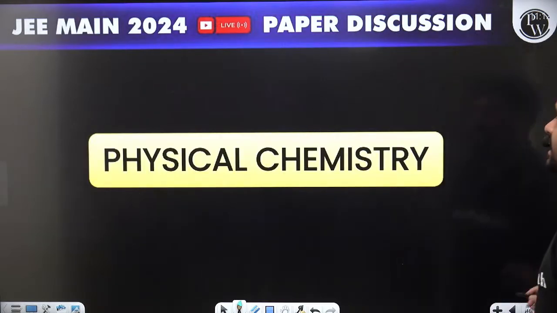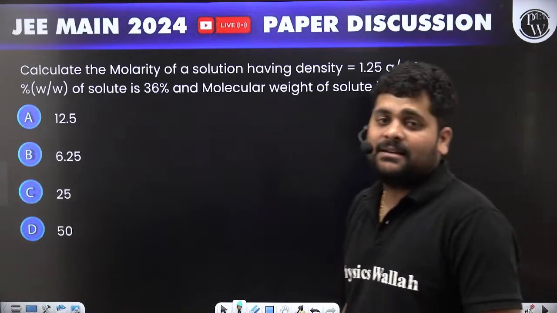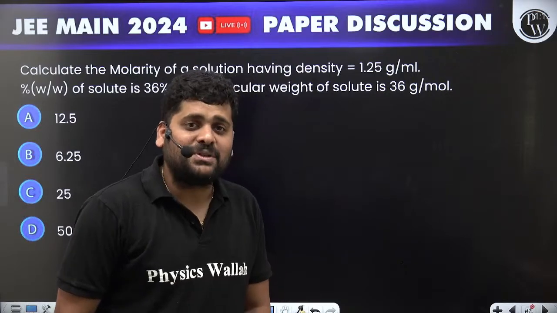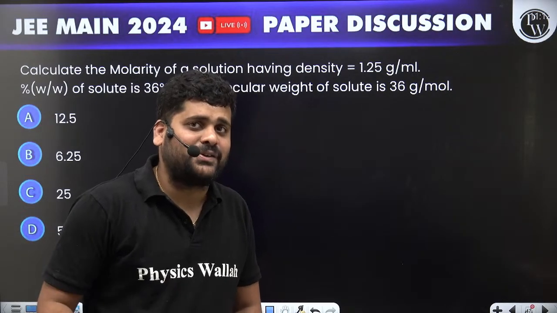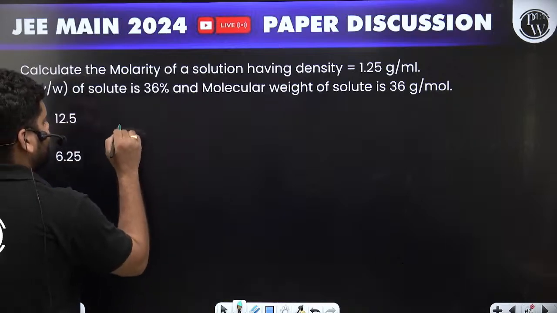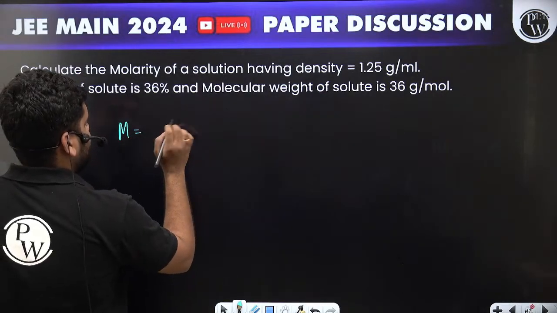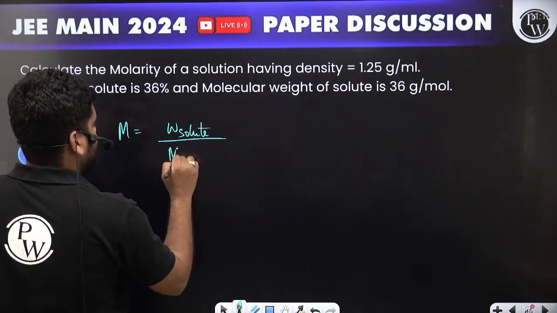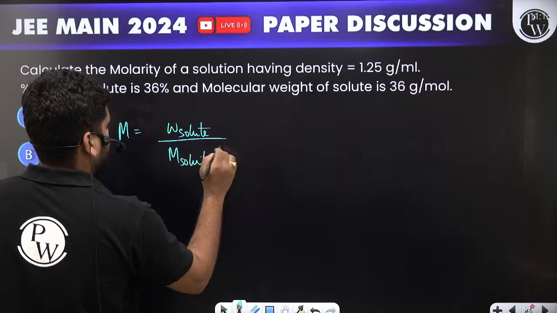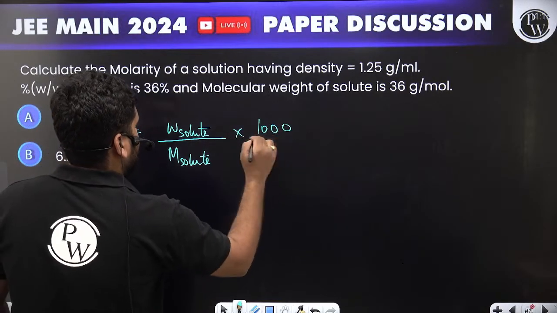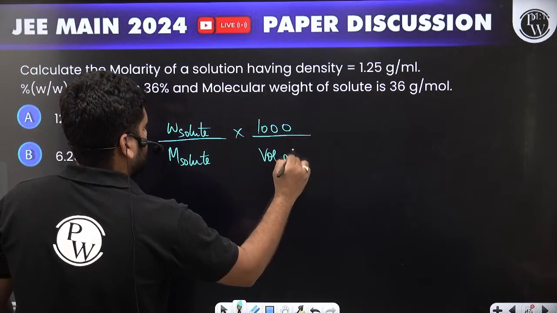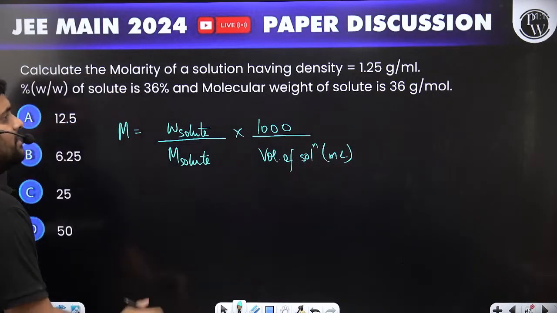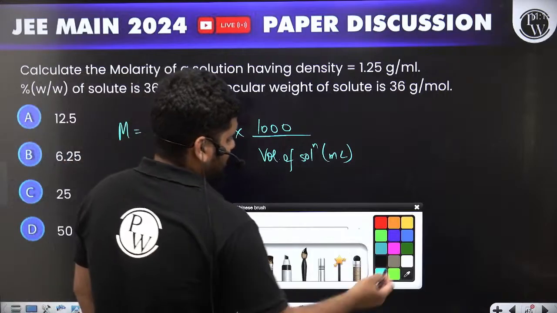This is physical chemistry part. We have a simple, straightforward molarity question. Can you just imagine? A question on molarity has been asked. What is the formula for molarity? Molarity is equal to given mass of solute divided by molar mass of solute into 1000 divided by volume of solution in ml.